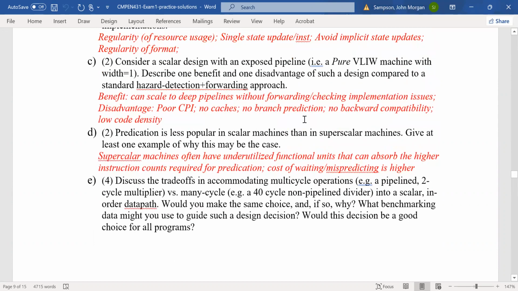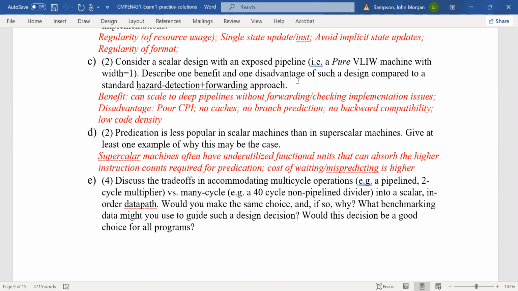Let's talk about a pure VLIW machine versus a scalar design. So imagine I had an exposed pipeline, but with width 1. So like VLIW width 1. So a not particularly long instruction word. And you say, would this still make any sense at all? Just really let the compiler try to solve your scheduling for you. And the answer is, well, some.